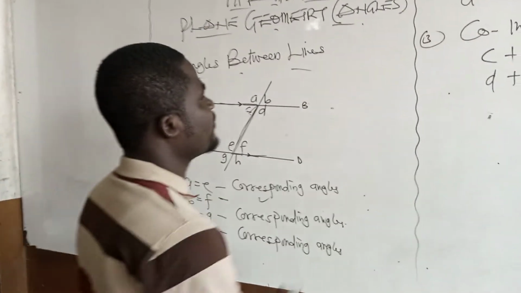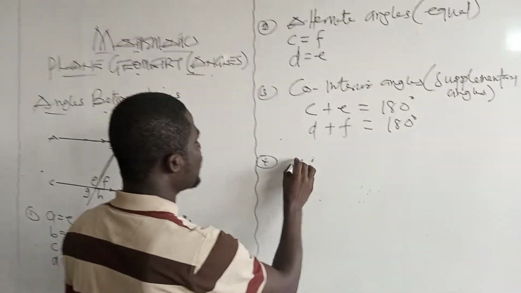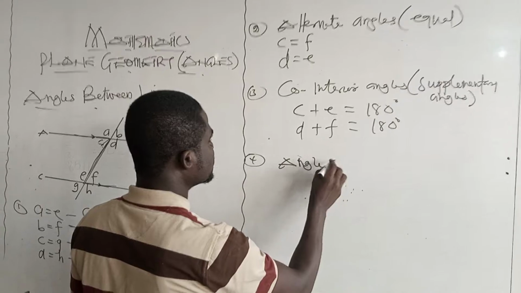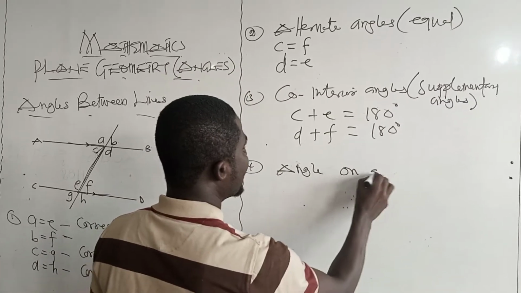Now let's go to number 4. Number 4, we have angle on a straight line.